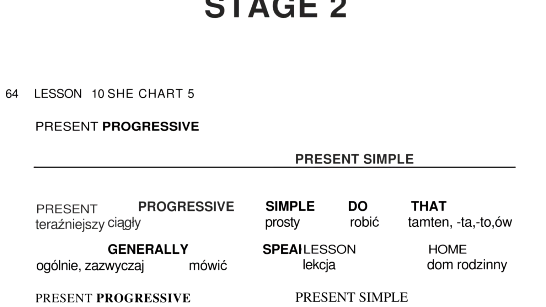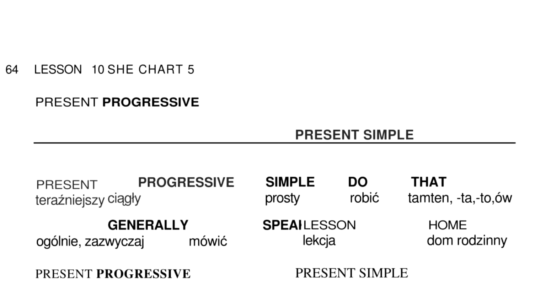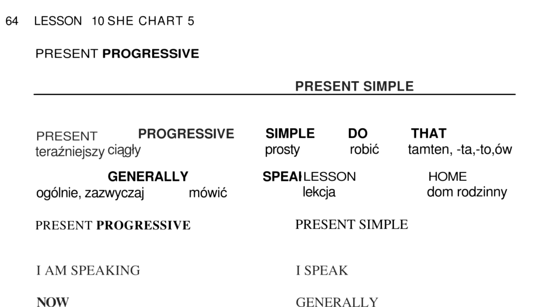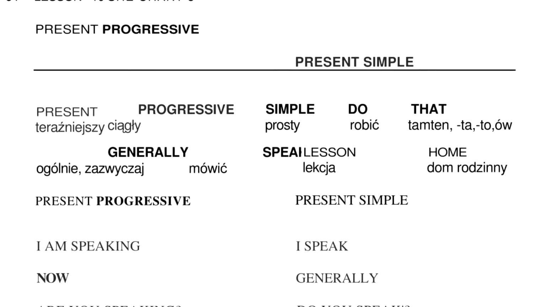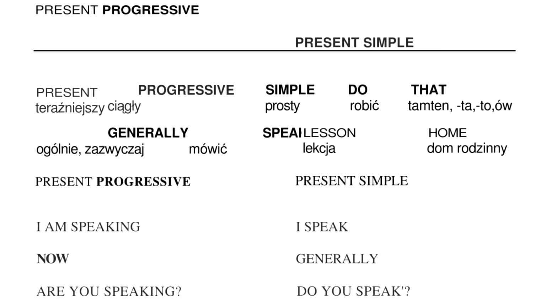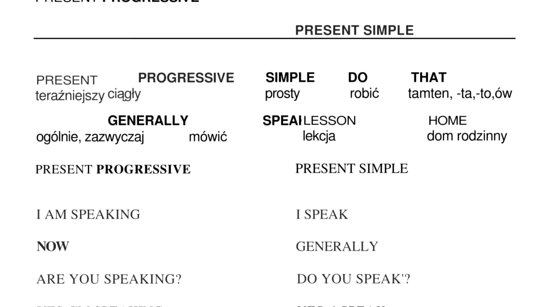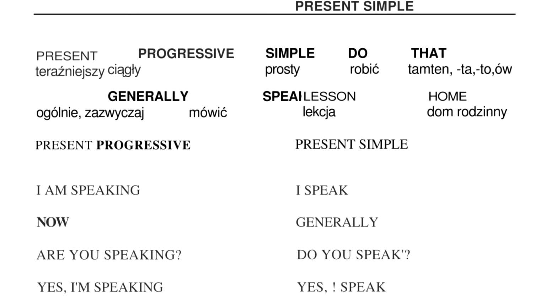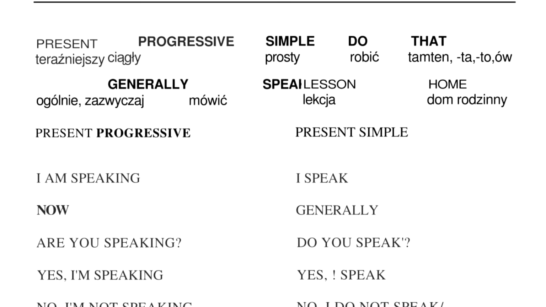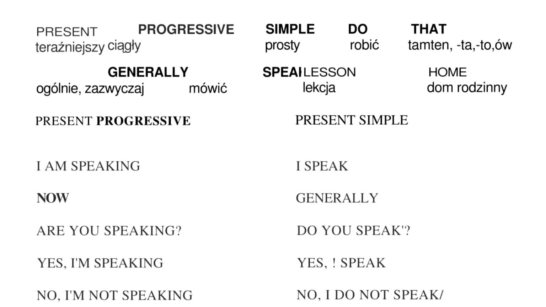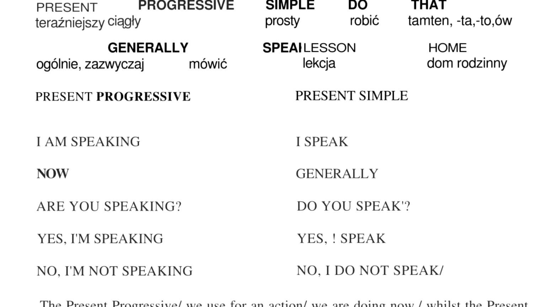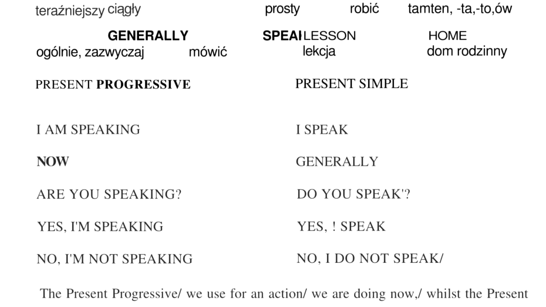Stage 2, Lesson 10. Present progressive, present simple. Do, that, generally, speak, lesson, home. Present progressive: I am speaking, now. Are you speaking? Yes, I'm speaking. No, I'm not speaking. Present simple: I speak, generally.